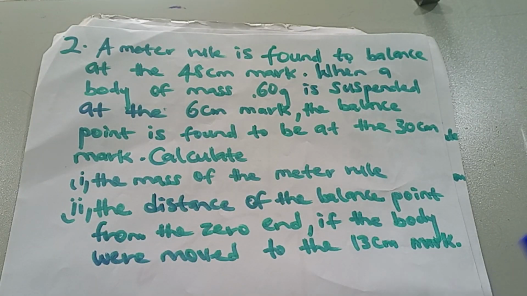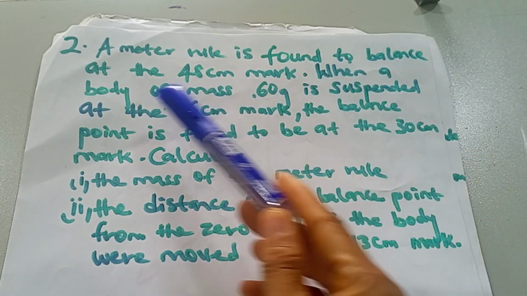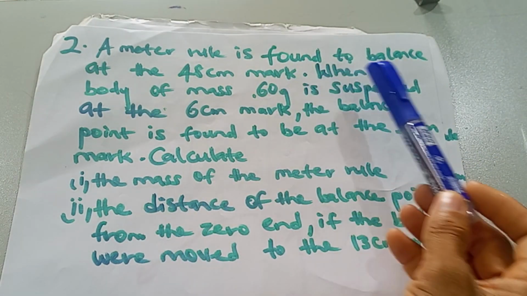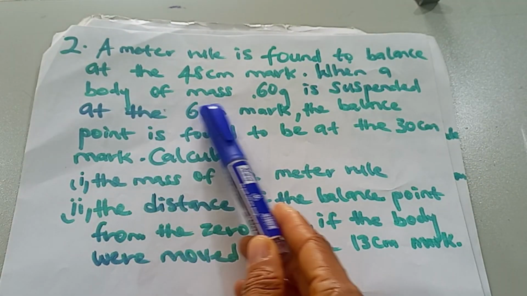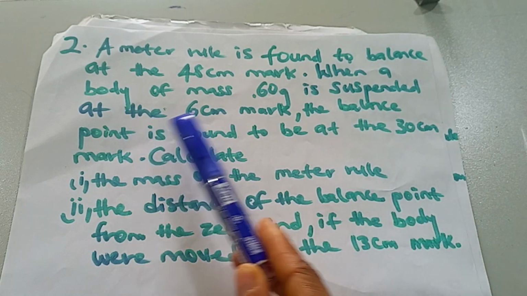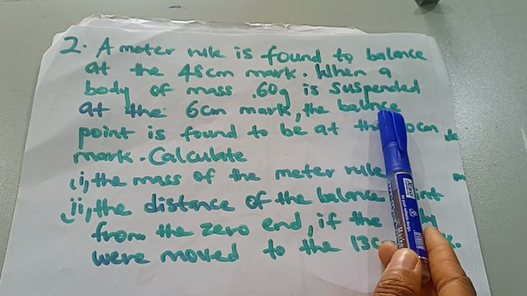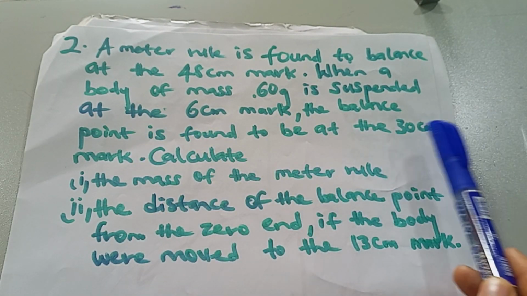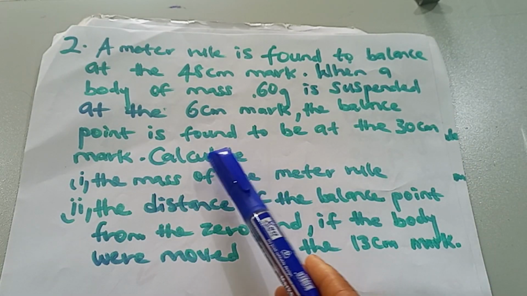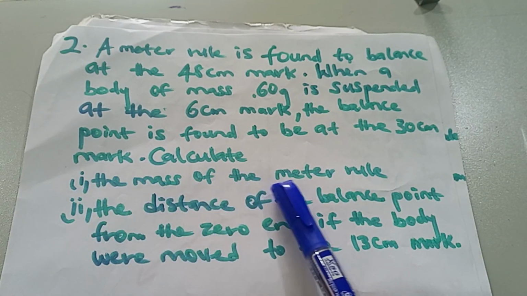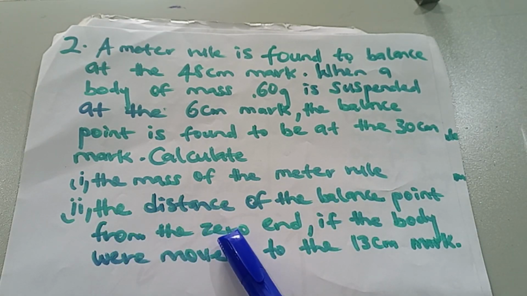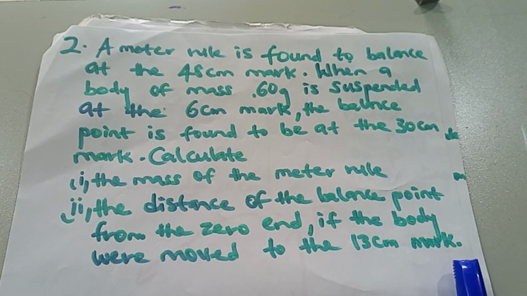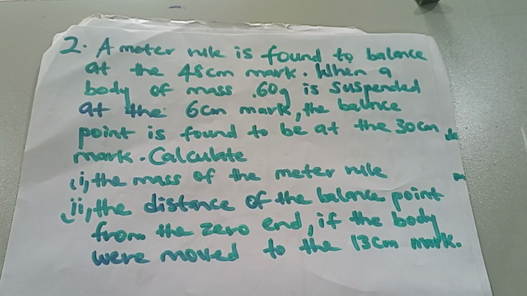The next question: a meter rule is found to balance at the 48 cm mark when a body of mass 60 grams is suspended at the 6 cm mark. The balance point is found to be at the 30 cm mark. Calculate 1. The mass of the meter rule. 2. The distance of the balance point from the zero end if the body were moved to the 13 cm mark. Okay, let's go to the solution.